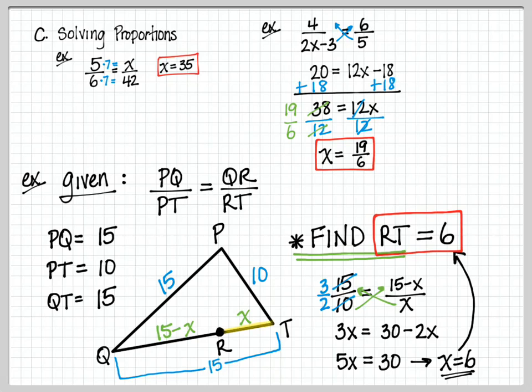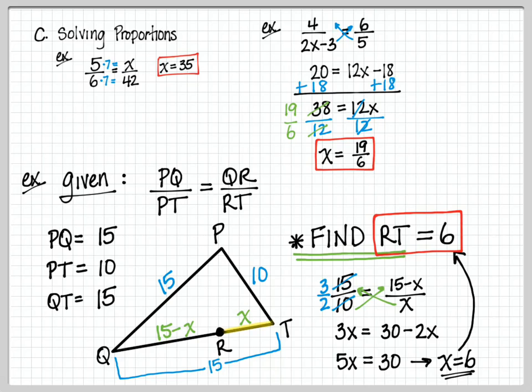You can choose. In a figure like this, you could have chosen QR to be X and RT to be 15 minus X. But as long as you put the proper parts in the proportion that was given, and then solve for X, and in this case, X is RT, so that was the answer to that.